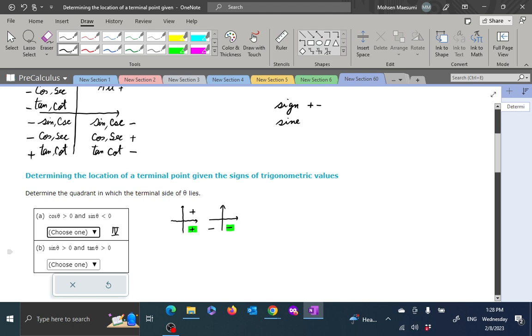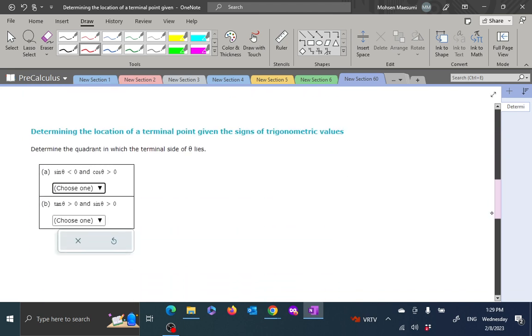Is that right? What if I want sine to be positive? My sine is positive here. Tangent is also positive. Tangent is positive here and here. Where do we get a match for both requirements? These two both being positive, so that must be quadrant 1, and so on.